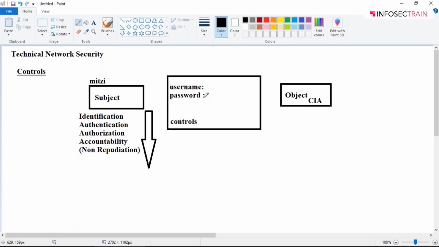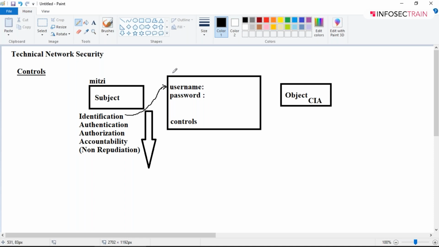So Mitzi wants to log into her bank account. The bank has a lot of customers, so the first thing Mitzi has to do is identify herself. She puts in a username. By putting the username, the bank gets the notification that out of all these customers, Mitzi is the customer who wants to access a bank account. You have provided your identification by typing a username.